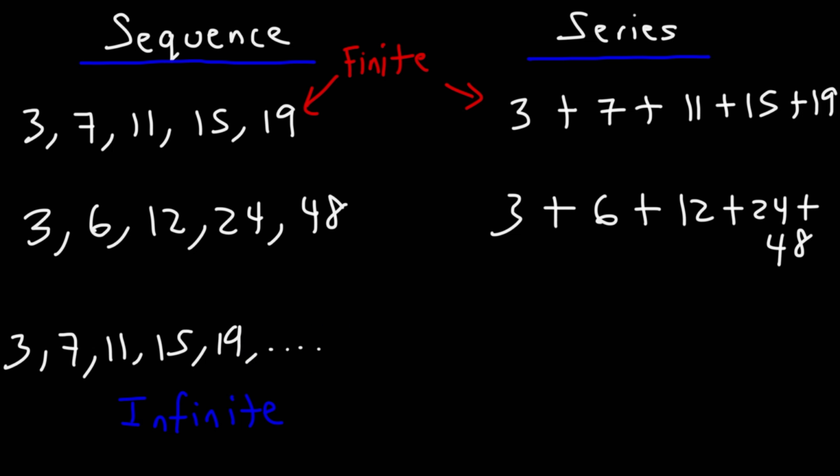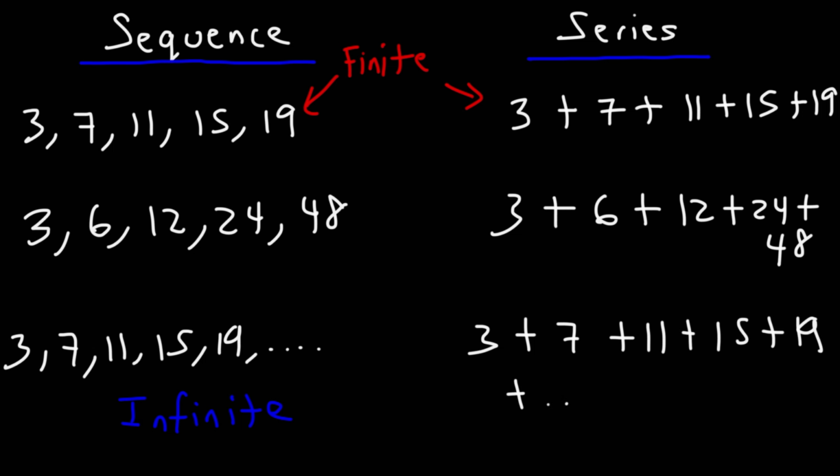Now, the same is true for a series. Let's say if I had 3 plus 7 plus 11 plus 15 plus 19 and then plus dot dot dot, that would also be an infinite series. So now you know the difference between a finite series and an infinite series.